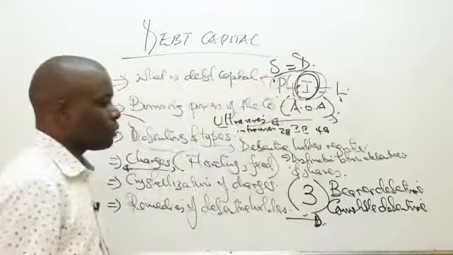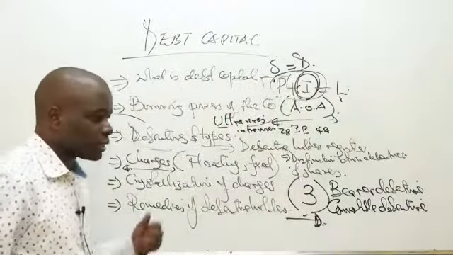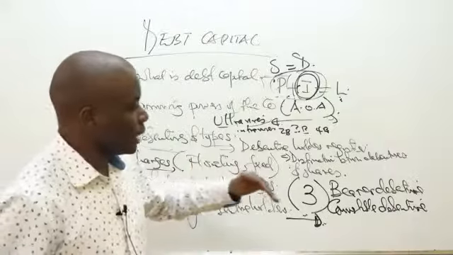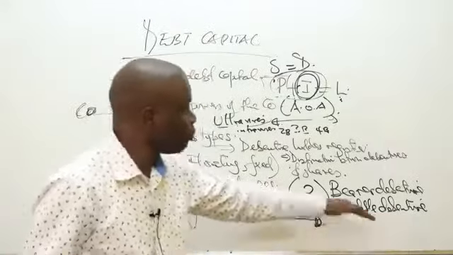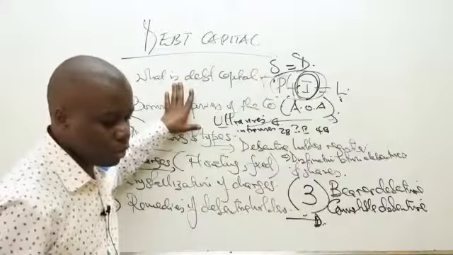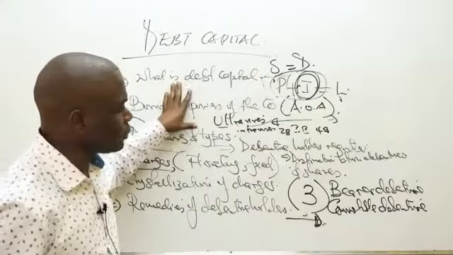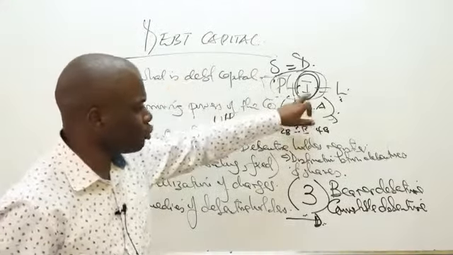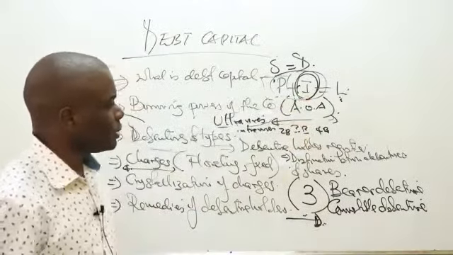Convertible debenture. Now this one can be converted, just from the word convertible. You can convert your interest from being a debenture to being shares. You are a debenture holder in a company, but you see that this company is struggling to pay interest.